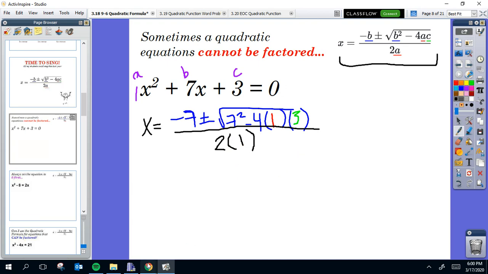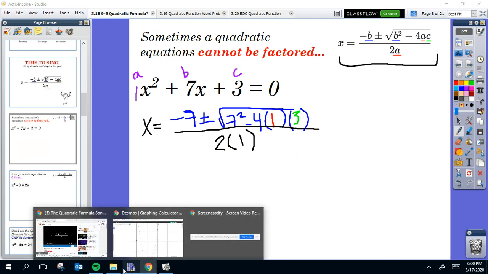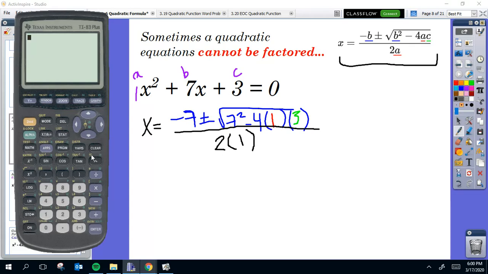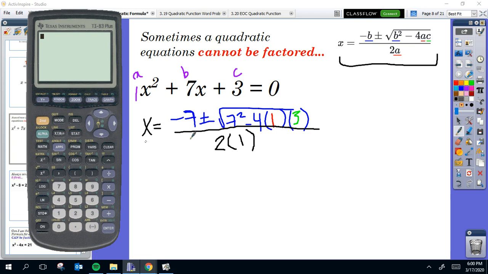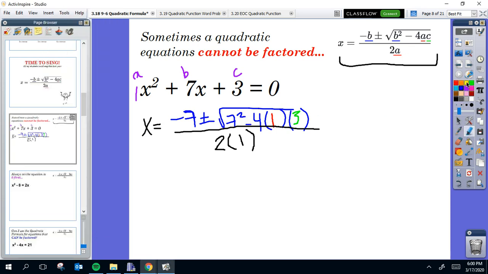Now this is calculator active. All you need to do is plug this in. I'm going to use my TI-83, but you might need to use Desmos or your Chromebook depending on whether or not you have a calculator. So the best bet is to start off with this square root.